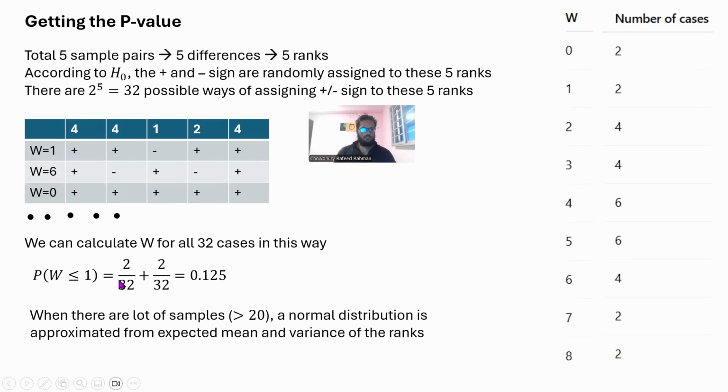Now suppose you have a lot of samples, greater than 20 samples. In that case, you would get how many possible ways? 2 to the power 20. That's a lot. We cannot do all those calculations. It is going to be very cumbersome. So in such cases, we estimate a normal distribution, estimated from the expected mean and variance of the ranks. And the p-value will be obtained using the W which we got in the previous slide, the mean of the distribution and the variance of the distribution. If you don't know about normal distribution right now, that is completely fine. We are going to talk about that in detail when we cover the z-test.